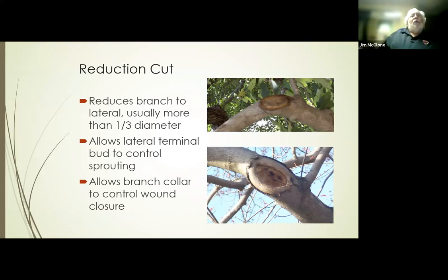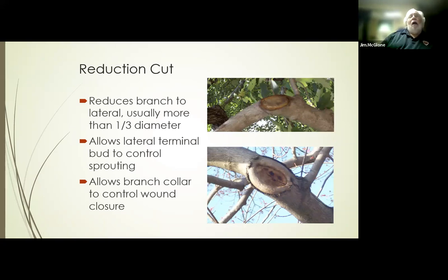This is where we are reducing a branch to a lateral. So we are finding a lateral branch, and we're going to make that lateral branch, or the terminal bud of that lateral branch, now become the terminal bud for the whole branch. So you can see here, this is a red maple that's growing in my front yard. This piece was growing down, and I was starting to bang into it when I pulled into my driveway with my car. And I knew that was only going to get worse.